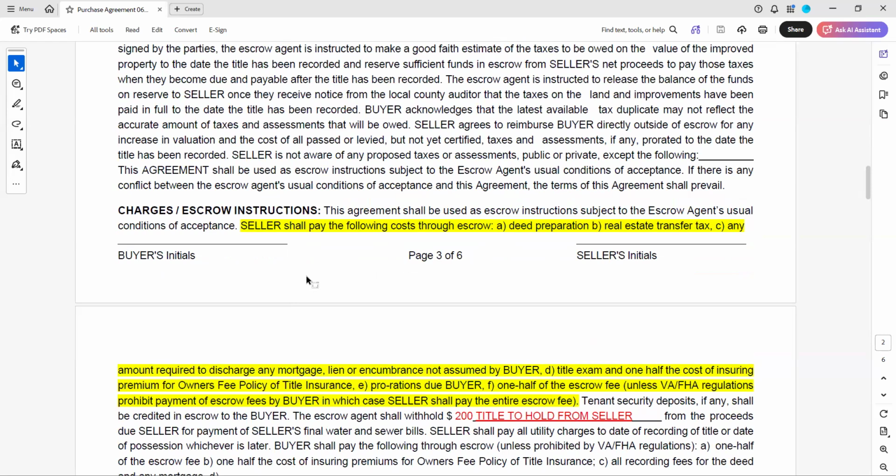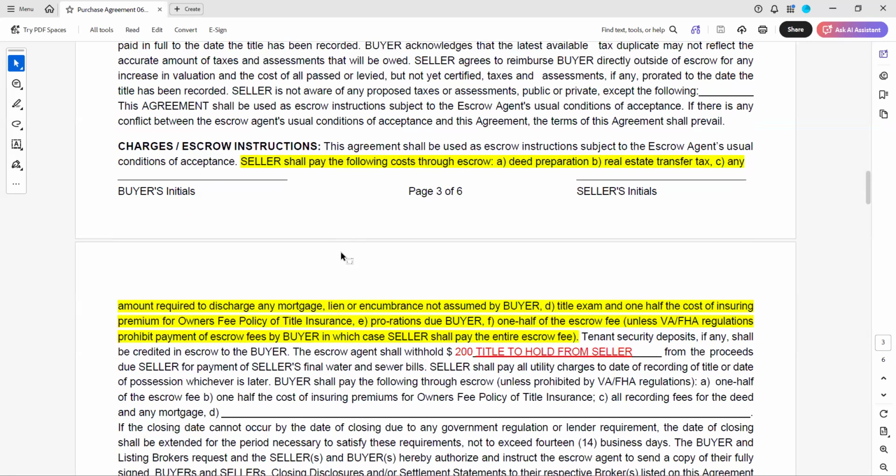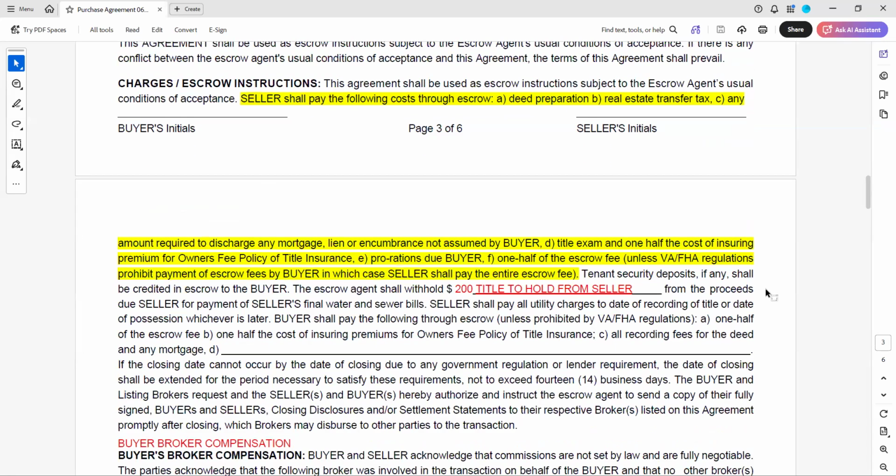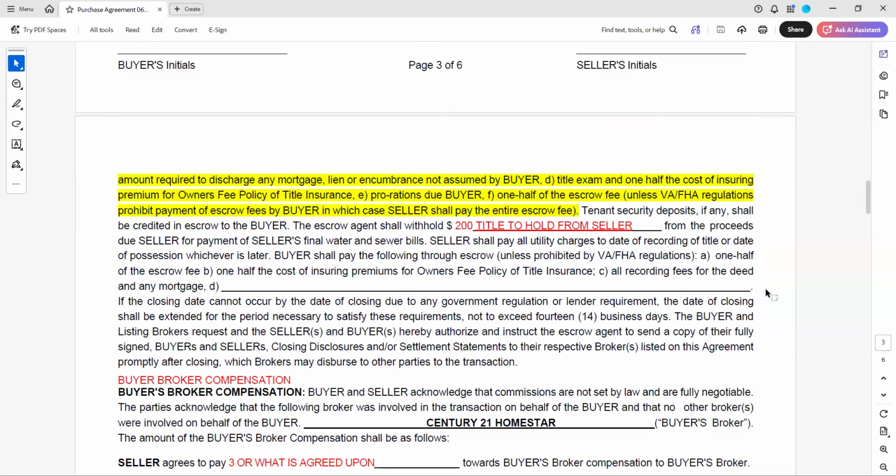Charges and escrow instructions. This is where the seller is going to agree to pay for half of the closing costs for the escrow, half of the deed prep, half of the real estate transfer tax, any amount to discharge their mortgage or lien or encumbrance, the title exam, half of insuring the owner's and fee policy, prorations due to the buyer. So the buyer gets some extra help here over and above their closing costs help in the beginning, if they so choose to. It is pretty customary in the state of Ohio for the seller to pay for half of those escrow fees and half of the new owner's fee policy.